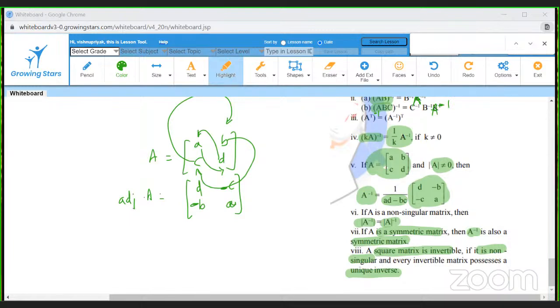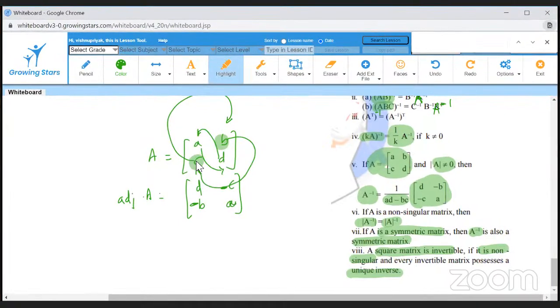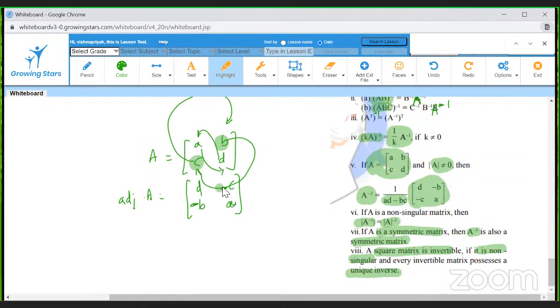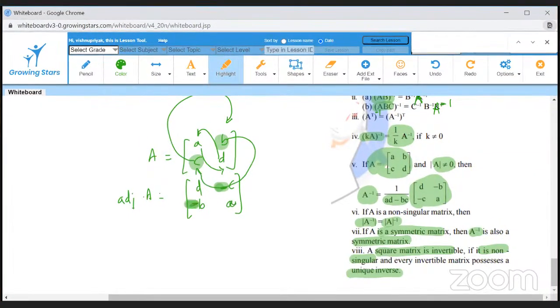Tomorrow in class, we will do some problems based on this. B and C are exchanged. Where B and C are exchanged? Yeah, here. B and C are exchanged, but they will get the negative sign also.